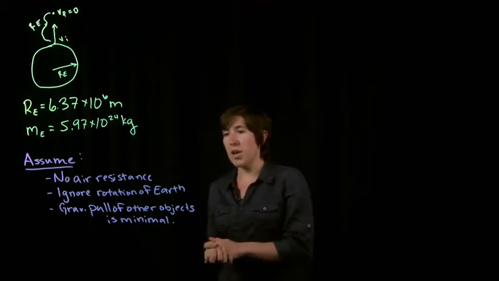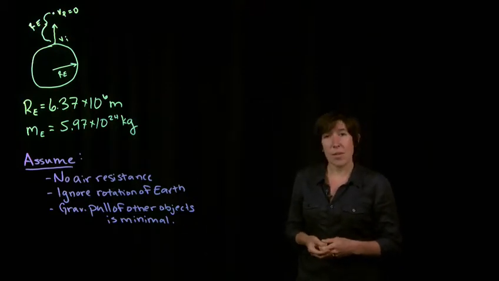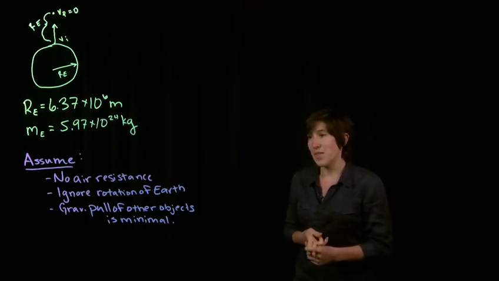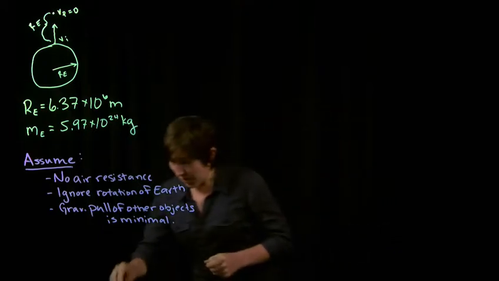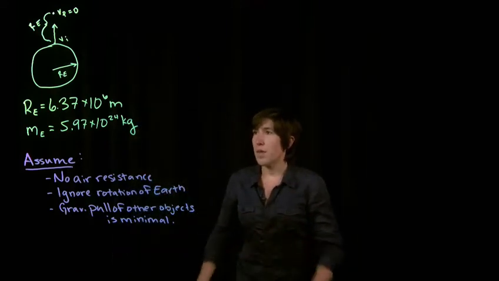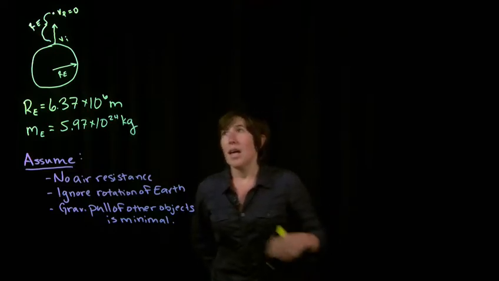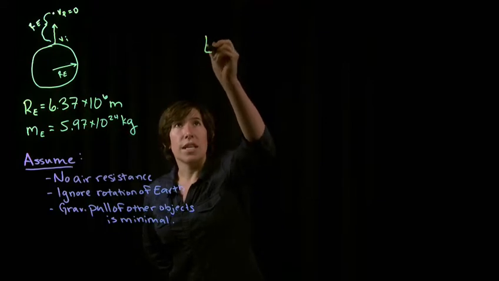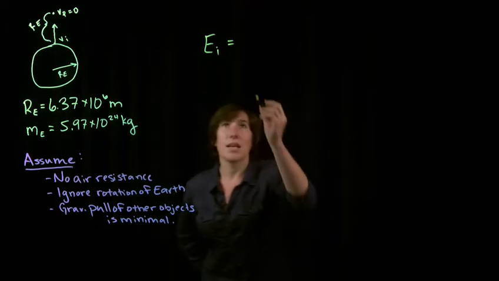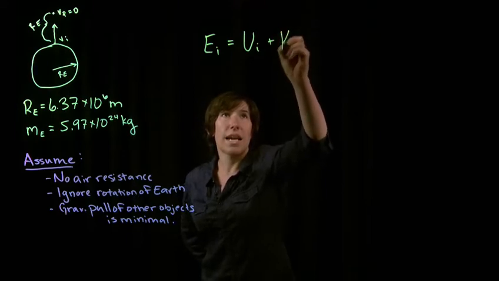For one, if we're assuming there's no air resistance, then we know that energy is going to be conserved. And in that case, we only have to think about the person's kinetic energy and their potential energy due to the gravitational pull of the Earth. So let's think about this a little better. Both of your friends are starting at the surface of the Earth. So we know that their initial energy is going to be a sum of two components. It's going to be some initial potential energy plus some kinetic energy.